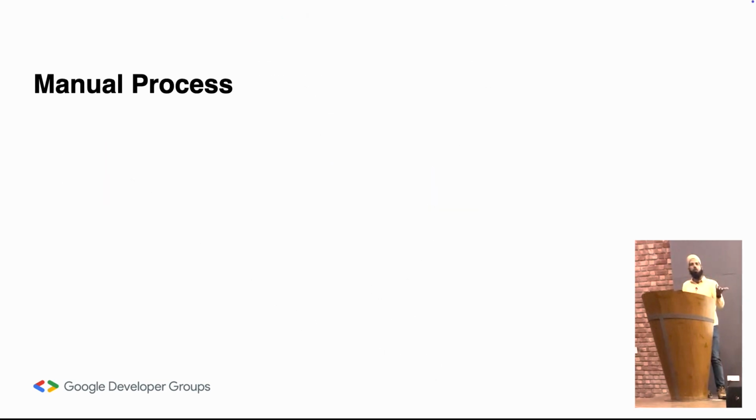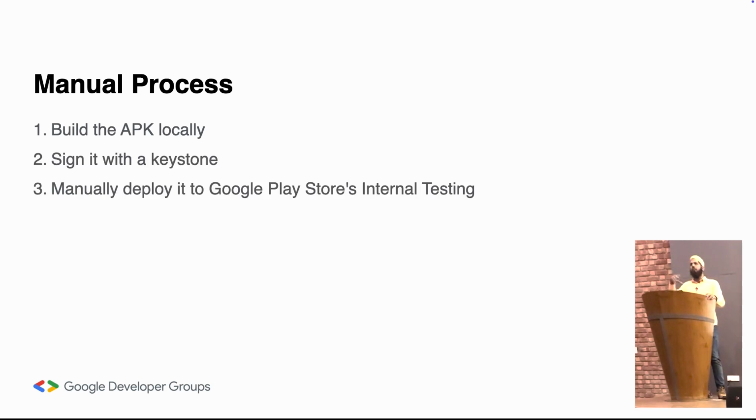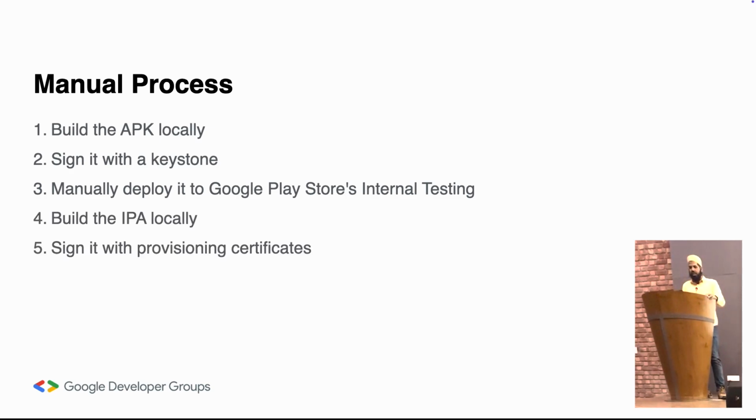And what that manual process looks like is that in order to ship an app, you need to build the APK locally. Then you need to sign it with a keystore. And then you have to manually deploy to the Google Play Store, right? And you have to do the same thing for iOS. You have to build the IPA locally, and you have to sign it with provisioning certificates.